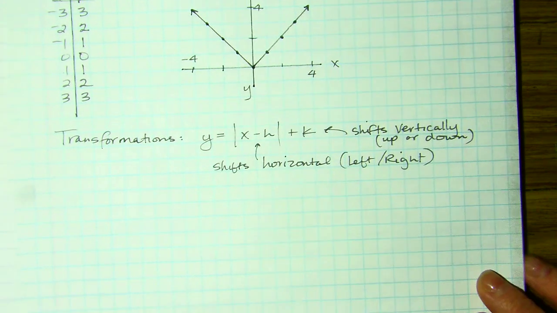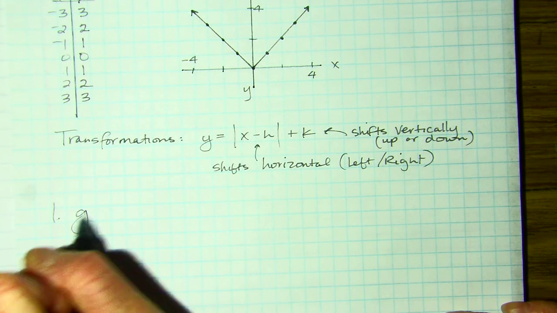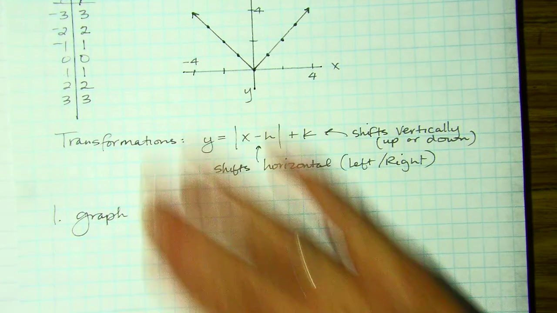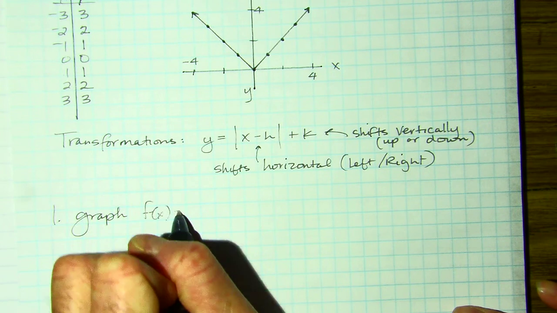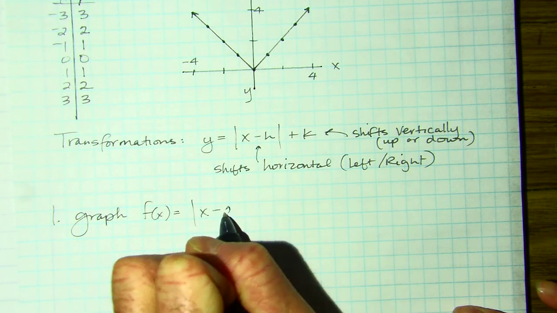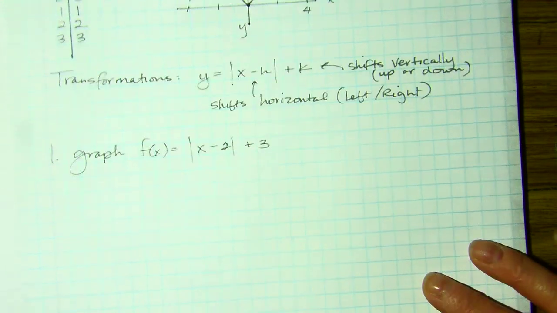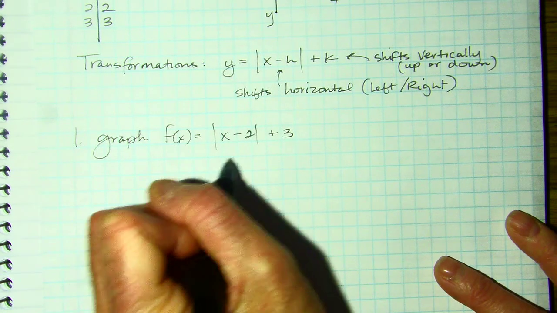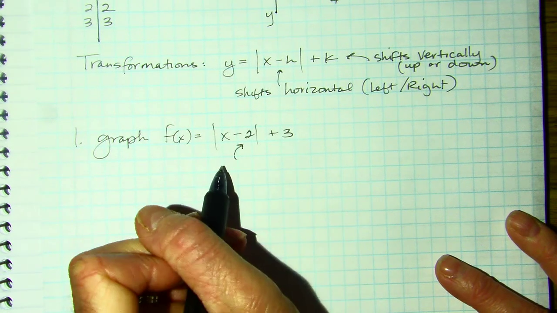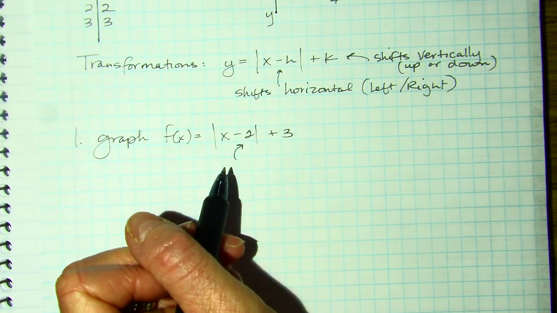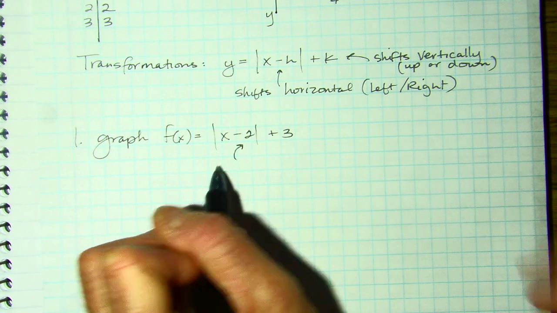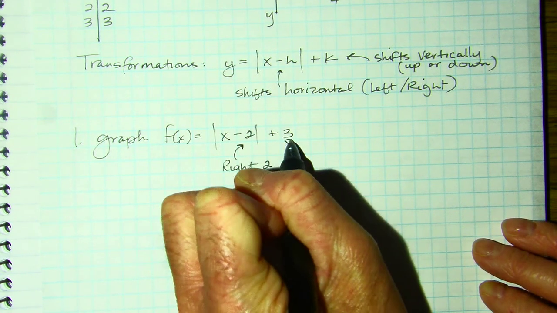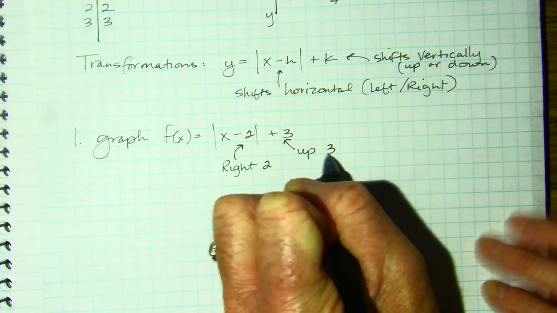Okay, so we're going to try one. Graph, oops, I should write y or f. Graph f of x equals |x minus 2| plus 3. Now, if you don't remember transformations from Algebra 2, this actually means I move in the opposite direction. I don't move to the left, -2. I actually move right 2. Plus 3 would be read just as it is, up 3.